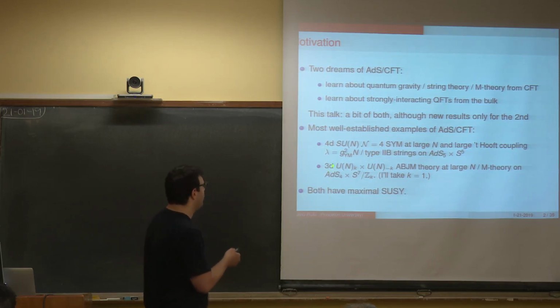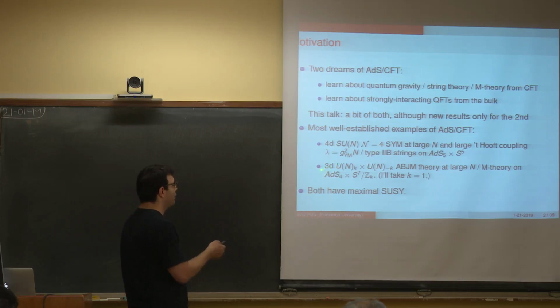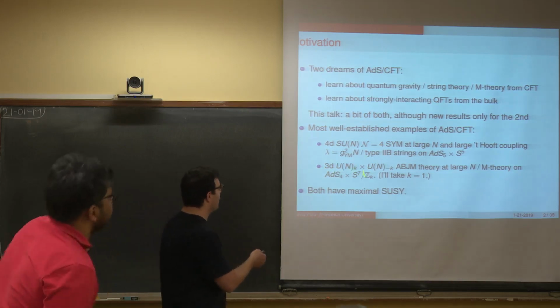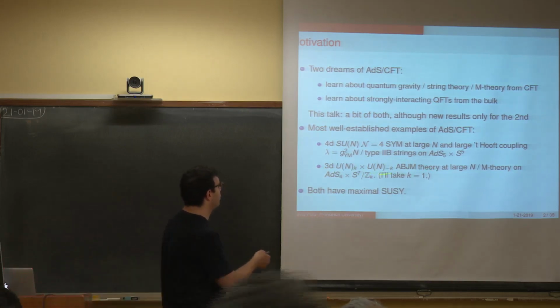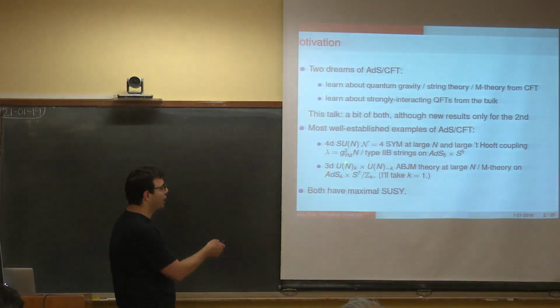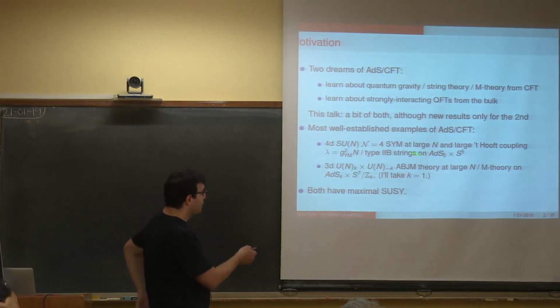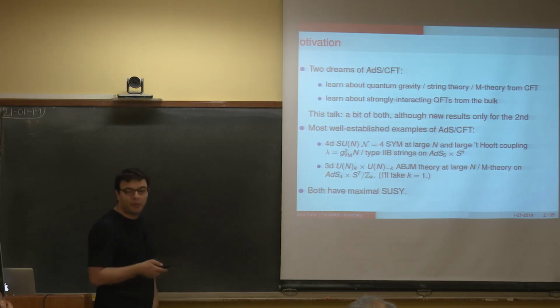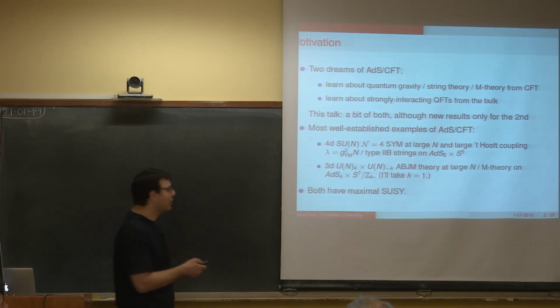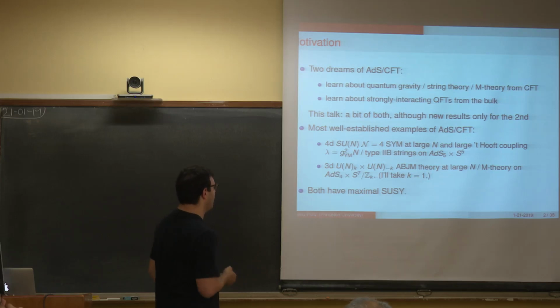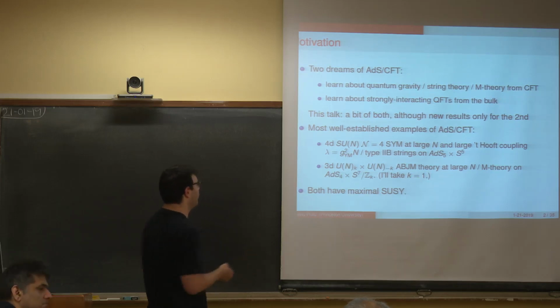And the other example is between 3D U(N) times U(N) ABJM theory. So the ABJM theory has two gauge groups, both of them are U(N), and there are Chern-Simons interactions k and minus k for the two gauge groups. And at fixed k and at large N, this is dual to M theory on AdS4 times S7 mod Z_k. In this talk, for simplicity, I'll just focus on the case k equal 1, where this is just AdS4 times S7.